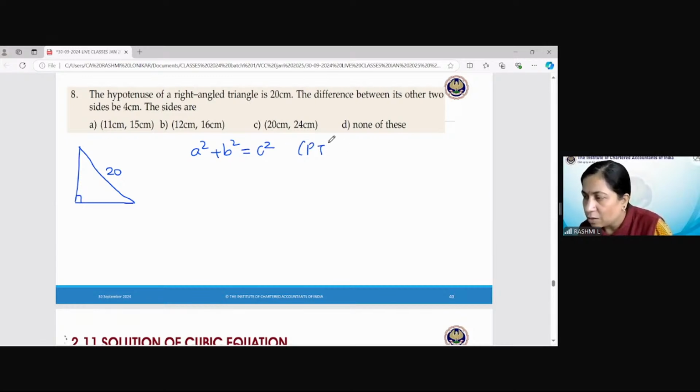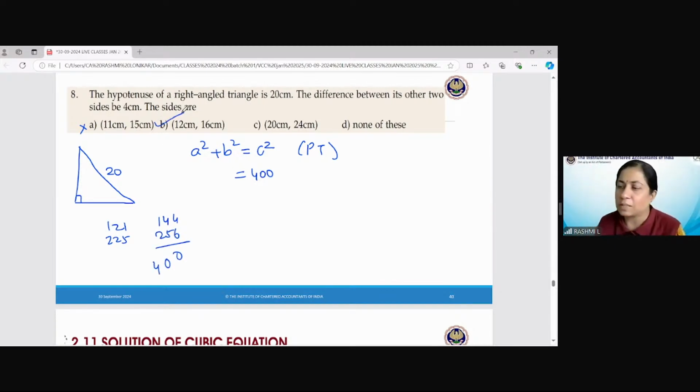Now, this thing c square is how much? 400. ऐसे नंबर्स को देखो जिनकी स्क्वायर की एडिशन 400 आनी है. 11 square is 121 and 15 square is 225. Obviously 5 plus 1 is not 0, so this is not the answer. Now 12 and 16. 12 square is 144, 16 square is 256. So this is 0, this is 0, 400. So 12, 16 is the answer.